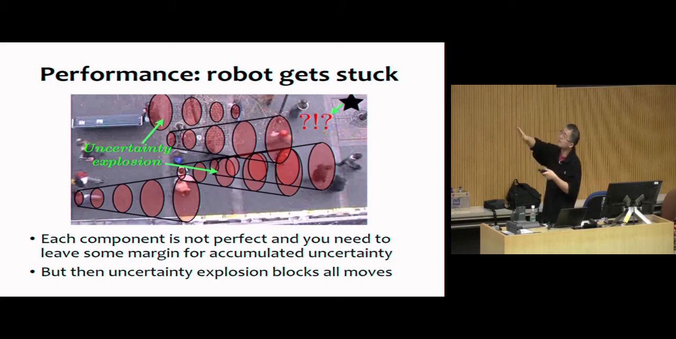Eventually, when the robot makes decisions, it will find that in each direction, all the margin is blocked. So it has no solution but to stay in place. In this way, the explosion of the uncertainty or noise will block all the possible moves of the robot. So then the robot will get stuck in place.